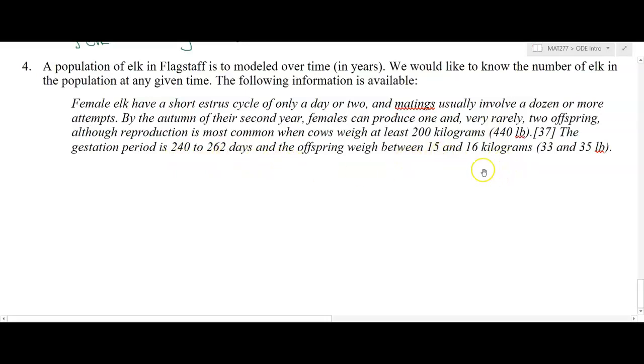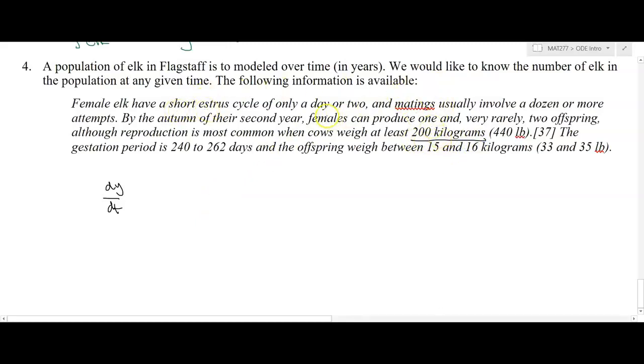So there's lots of information here, but ultimately all I want to know is, okay, how many new elk are going to be born? So what is dy/dt going to be? Same units as before, elk per year. So what's going to affect them? Well, obviously the weight will, right? The mass of them. Are they of the proper mass?